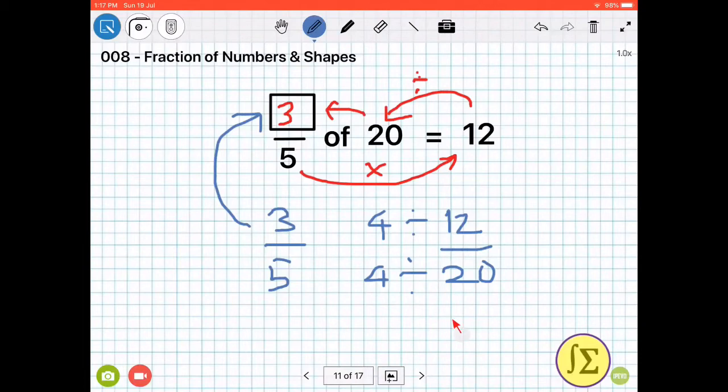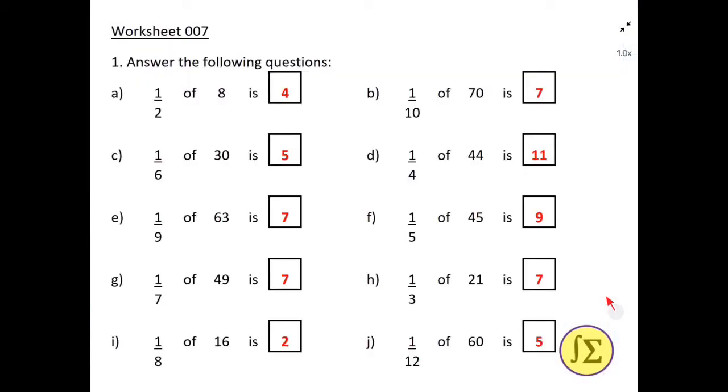Alright, before we go and look at fraction of shapes, so far we looked at fraction of numbers. Before we go to fraction of shapes, let's look at the answers to worksheet 007. Alright, so these are the answers to question 1. Hope you got all of them correct.